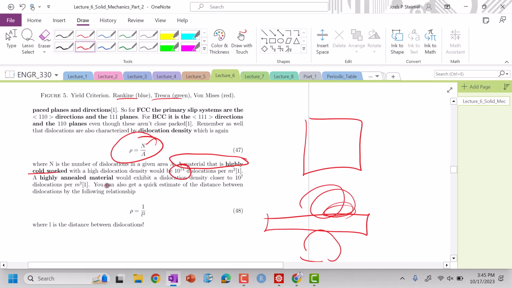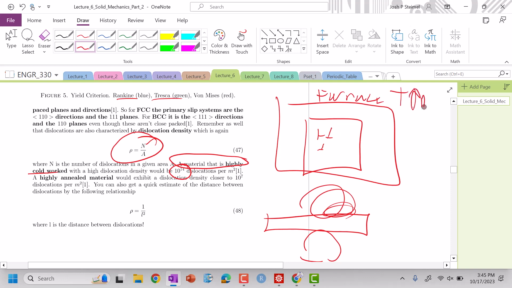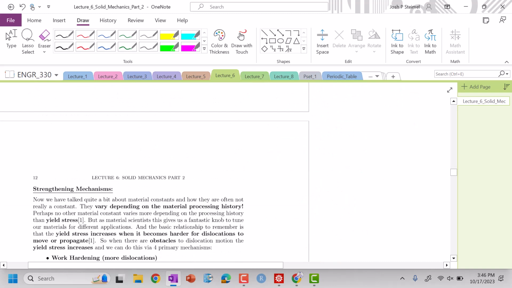So a highly cold worked material will have a dislocation density of approximately 10^14 dislocations per meter squared, whereas a highly annealed system, where you put this material in a furnace at high temperatures for long times, you can reduce that dislocation density to 10^7. That's 7 orders of magnitude, so that's quite a lot.